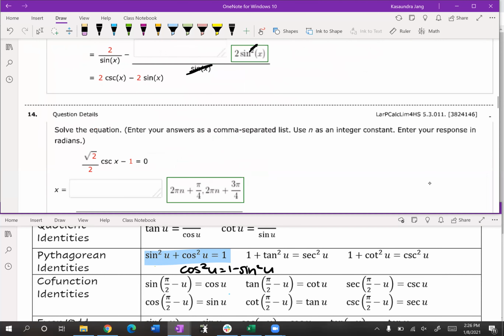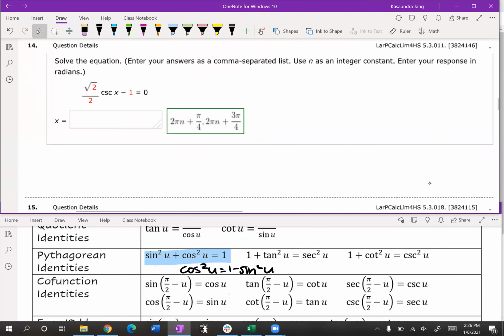All right, and then number 14 says to solve the equation. So I'm thinking I'm probably going to start by, oops, not cosine, cosecant x. I'm going to add the 1 over. So I still have the root 2 over 2 coefficient. There's my adding the 1 over. And then I will multiply by 2 over root 2 on both sides. Okay, so I have the cosecant of x equal to 2 over root 2.